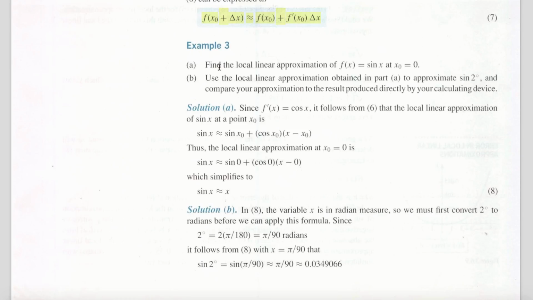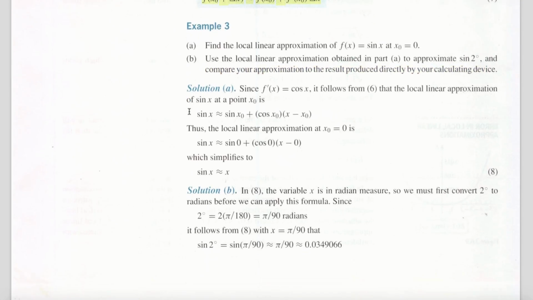So let me go ahead and let's do this together. Part A: find the local linear approximation of f of x equals sine of x at x naught equals 0. Then use the local linear approximation obtained in that part to approximate the sine of 2 degrees, and compare your approximation to the result produced directly by your calculating device.